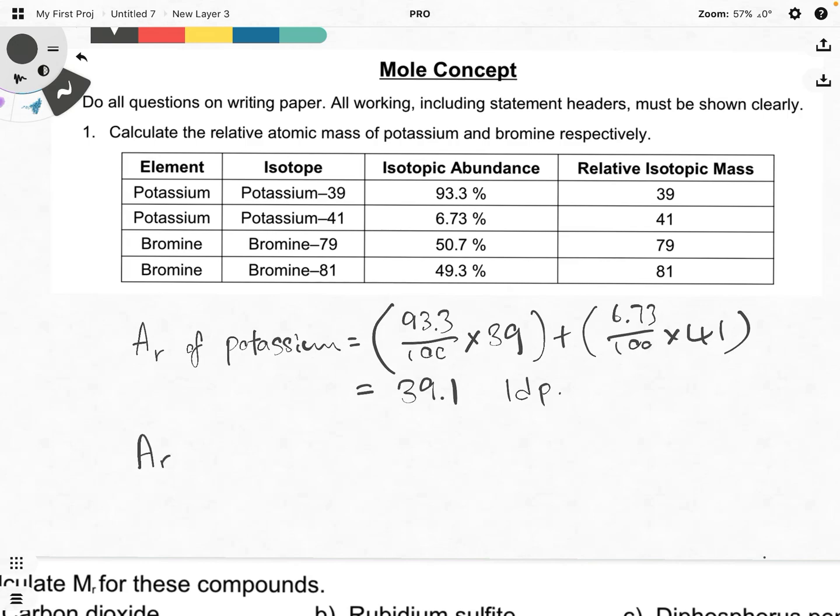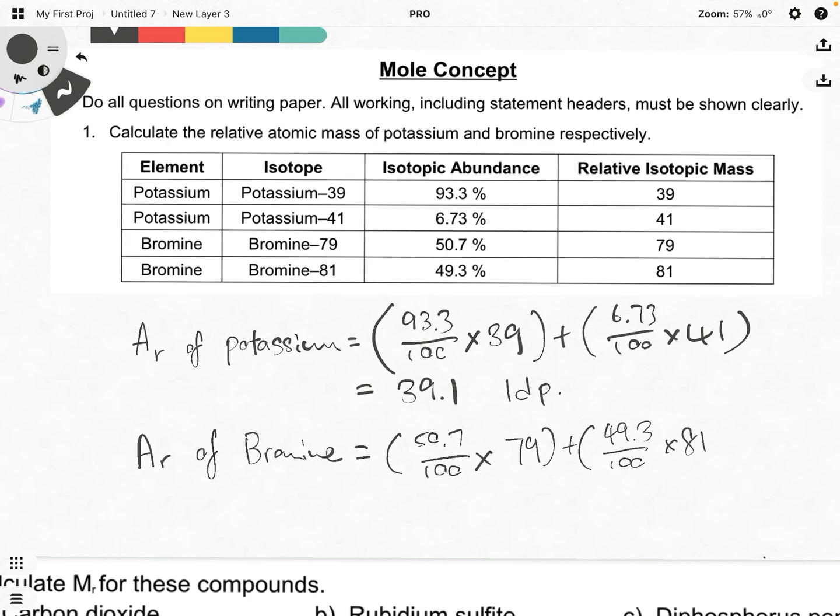Same, to calculate the relative atomic mass of bromine, you write down the equation first: relative atomic mass of bromine. You always write down what you want to calculate, then you go about calculating it. So again, 50.7 divided by 100, and that's the isotopic abundance of bromine-79. Then you take 49.3 divided by 100, multiplied by 81.